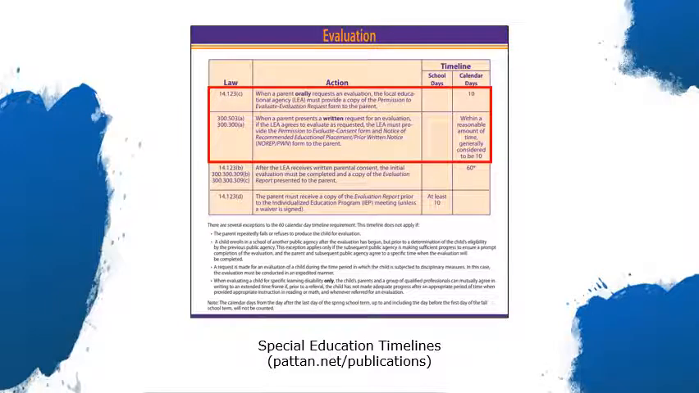When the parent makes a request in writing for an evaluation, the school is to supply the consent form within a reasonable amount of time, which is generally considered 10 calendar days. Additionally, this time frame is distinct from the 10 calendar day reference in the last sentence of the regulation. The image above is from Patan's publication Special Education Timelines.